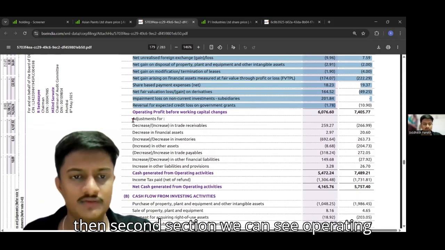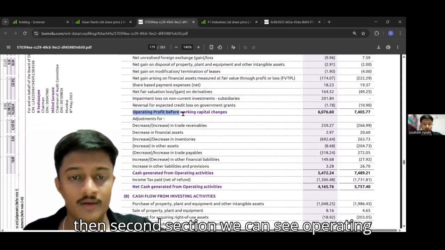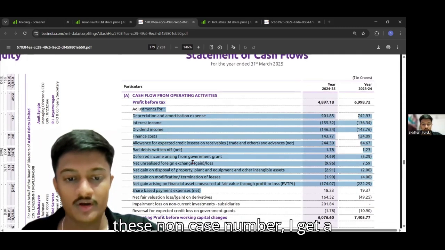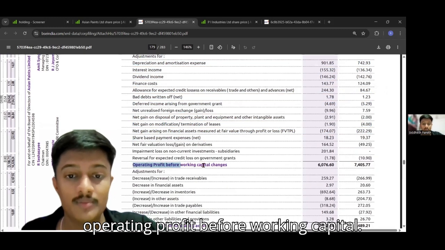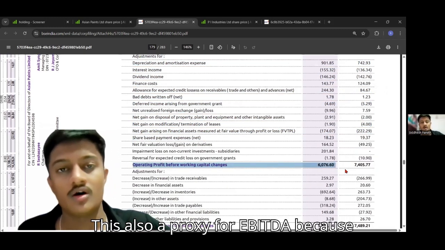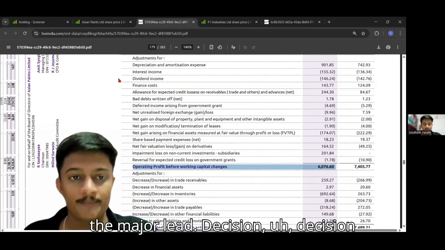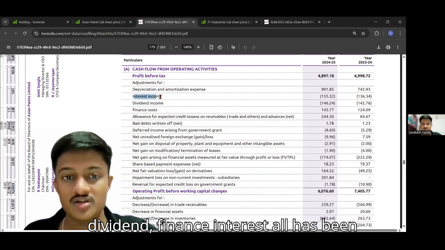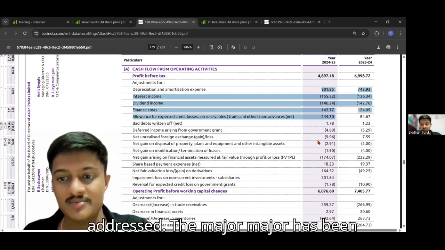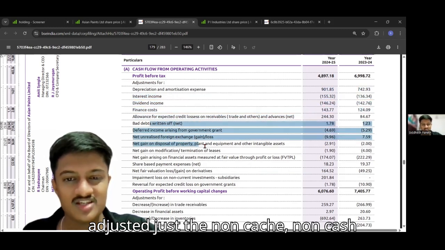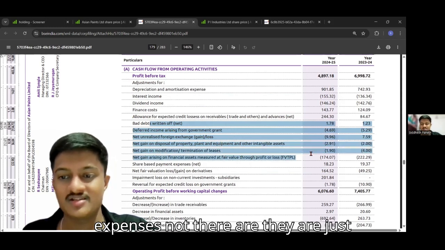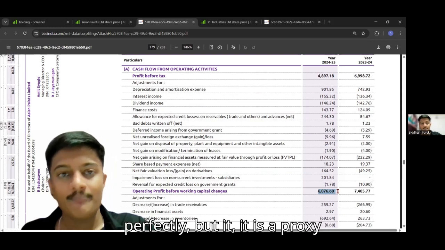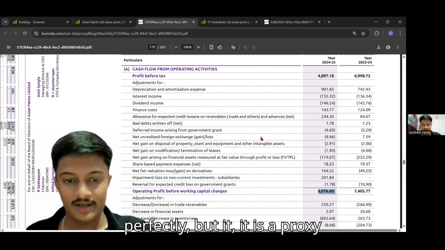In the second section, from PBT, when I adjust all these non-cash items, I get operating profit before working capital. This is also a proxy for EBITDA, because the major items, depreciation, dividend, finance cost and interest, have all been adjusted. The remaining non-cash expenses are just small amounts, so this is not a perfect EBITDA, but it is a proxy for EBITDA.